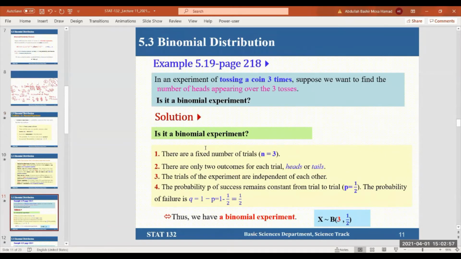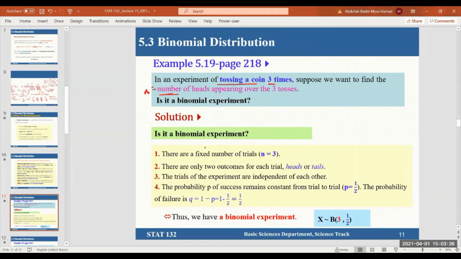Let's take an example: an experiment of tossing a coin 3 times. Suppose we want to find the number of heads. So the number of heads is X. Our X is the number of heads. Our experiment is tossing a coin, how many times? 3 times. So is it a binomial distribution?